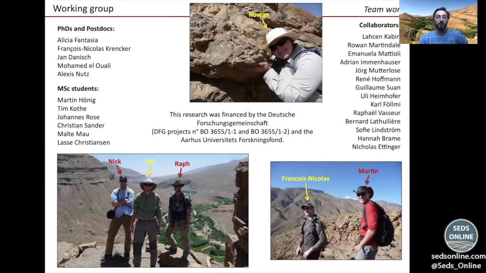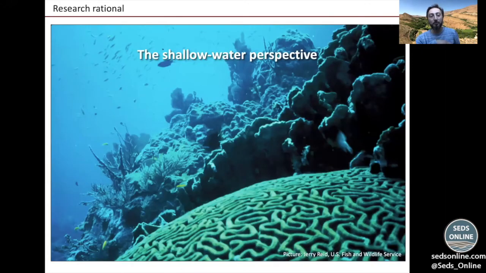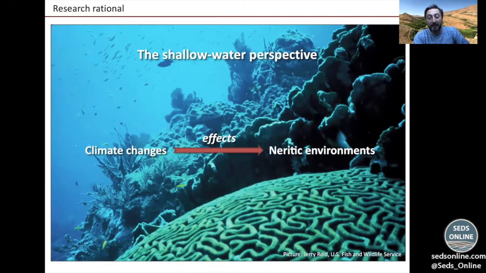What I would like to talk about is the shallow water perspective on past global environmental changes. We know that climate change can affect the neritic environment, these shallow marine benthic environments. But we also know that they can give feedback, either negative or positive, to enhance or dampen the climate change. So it's very important to understand what is going on in the neritic environment during times of climatic upheaval.